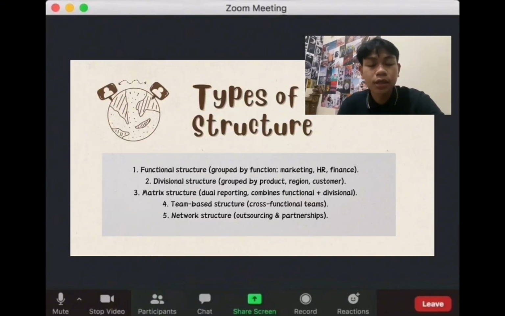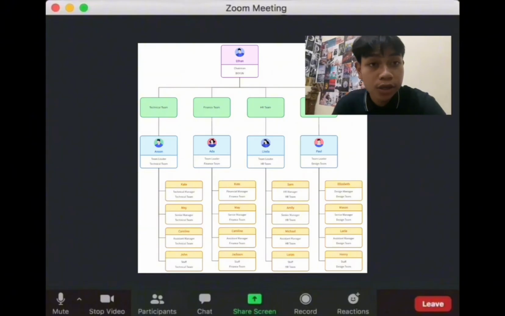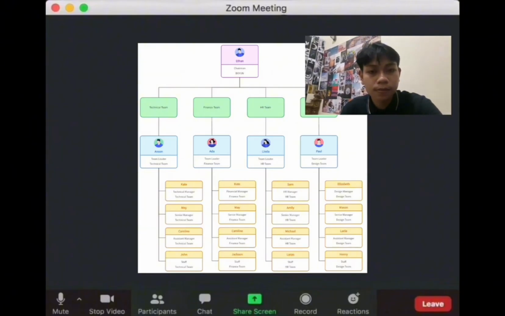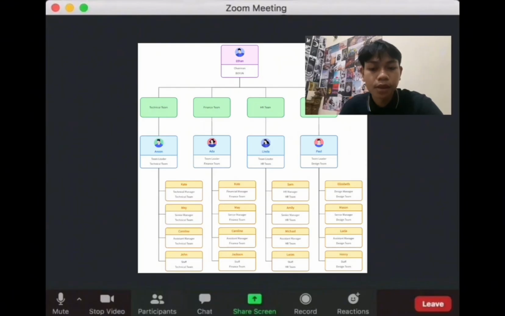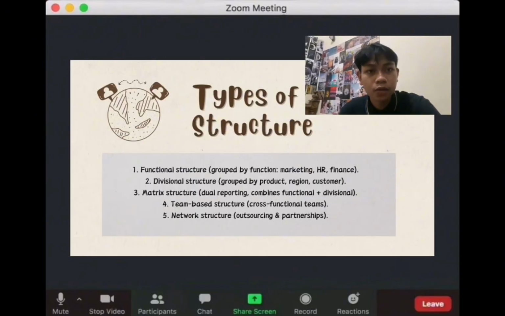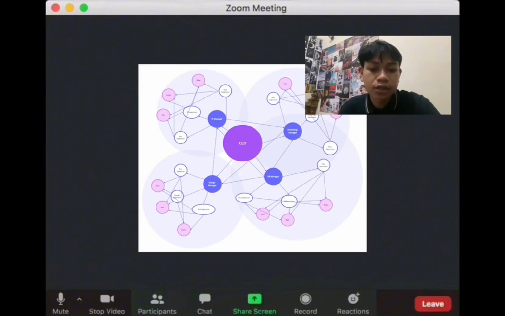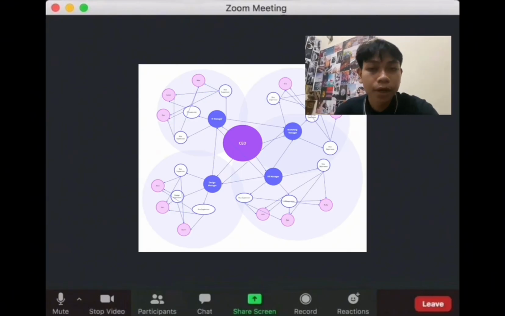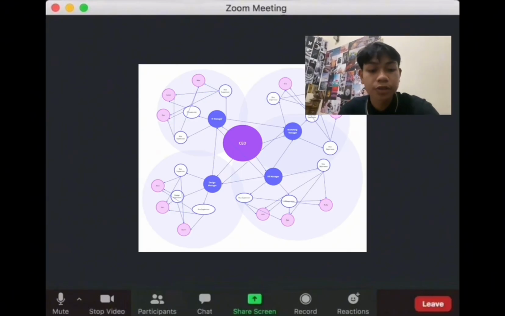And then team based. Team based emphasizes collaboration, breaking down silos, and encouraging flexibility. And then network. Network means that organizations outsource some activities and stay connected, mainly through technology.